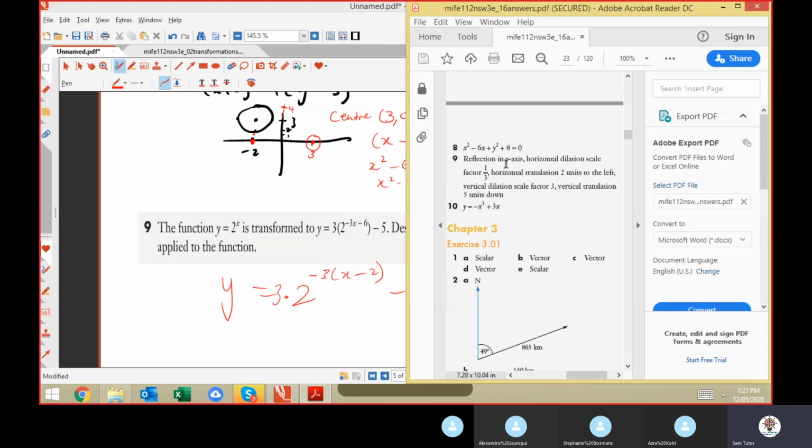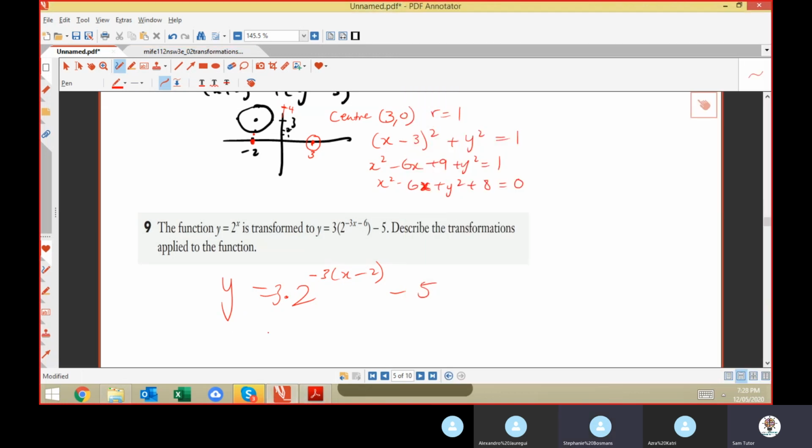Reflection in y-axis. Yeah, you could have done that, or you could have just done a horizontal dilation of scale factor of -1/3. Either one would be fine. But anyways, horizontal translation of 2 units to the left. Yep, that's what we would have done. Then you would have done the dilation of 3, and then you would have done a vertical translation 5 units down. Okay, what bit there did you not get right?